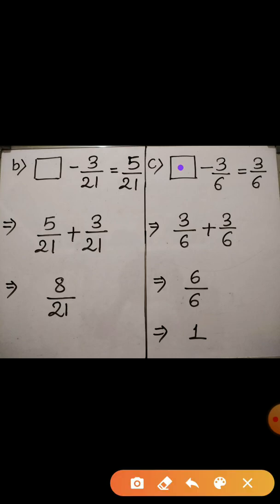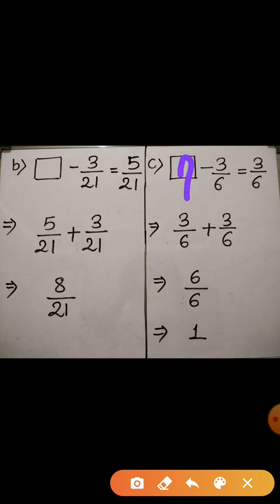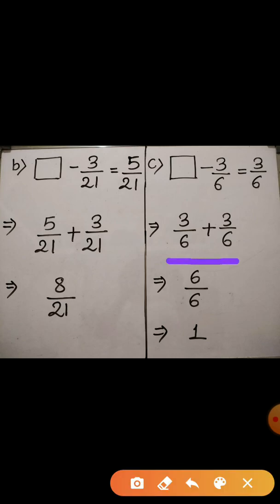You can see missing fraction minus 3 by 6 is equal to 3 by 6, right? So again to find out the missing fraction, we have to shift this fraction to the right hand side. So when it will go to the right hand side, we get 3 by 6 plus 3 by 6, which will become 6 by 6, and 6 by 6 is nothing but 1. So here you can write either 6 by 6 or you can write 1 as well.